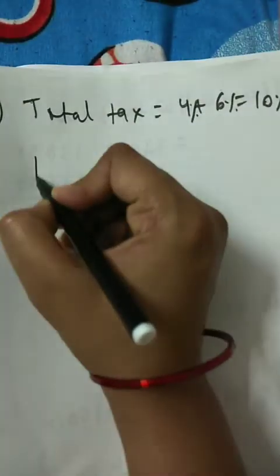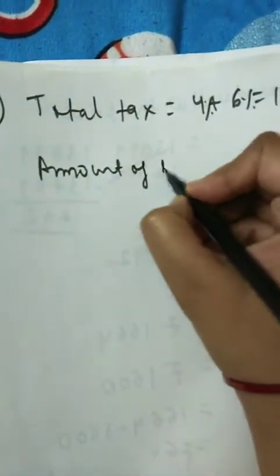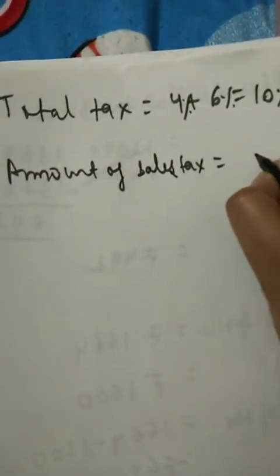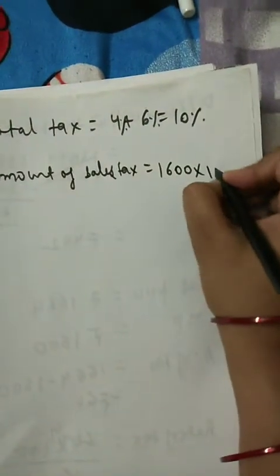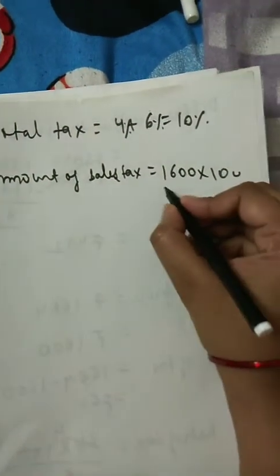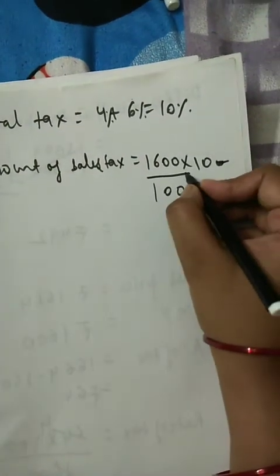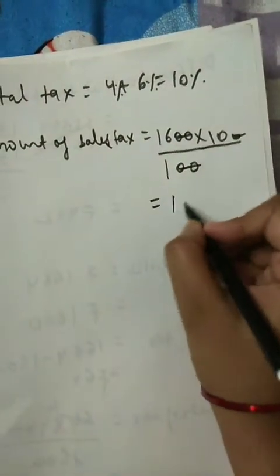Now the amount of sales tax will be 600 into 10 upon 100. So this is rupees 160.